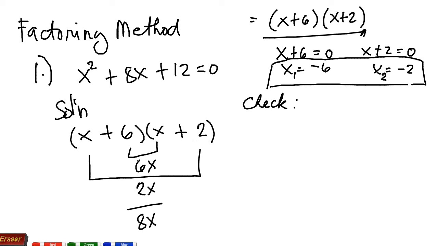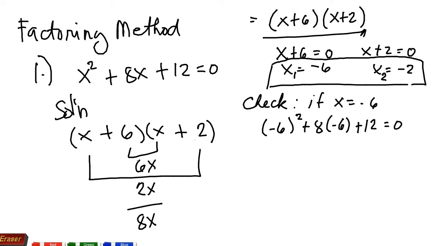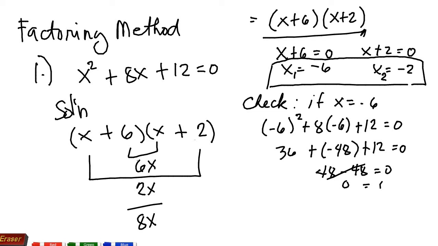Check it. If x is equal to negative 6, we are going to substitute negative 6 into the given equation. So you have x squared, so negative 6 squared, plus 8 times negative 6, and then plus 12 is equal to 0. This will give us positive 36 plus negative 48 plus 12 is equal to 0. So 36 plus 12 gives positive 48, minus 48 is equal to 0. So this becomes 0 and 0.